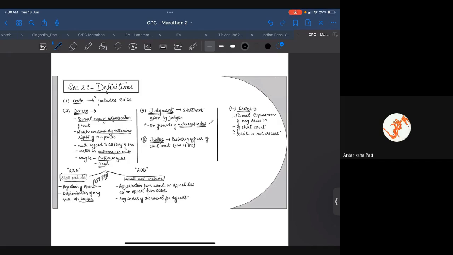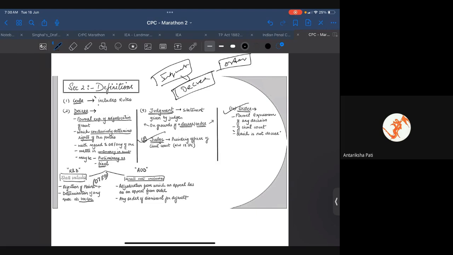And judgment is the statement given by the judge on the grounds of a decree or order. In fact, first the judgment comes, and then on that the decree is drawn. Now judge is the presiding officer of the civil court. Order is the formal expression of any decision of a civil court which is not a decree. So an order is also a formal expression, but it does not conclusively determine the rights of the parties with regard to all or any of the matters in controversy. So any formal expression which is not a decree is an order.